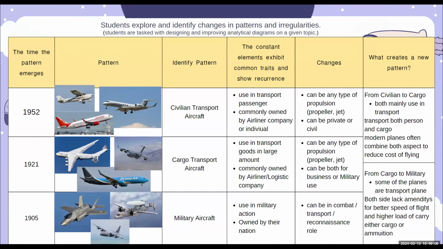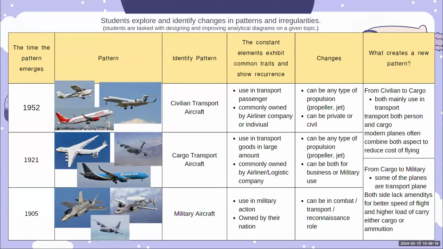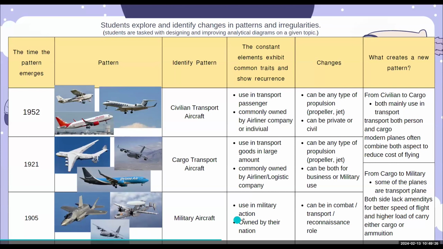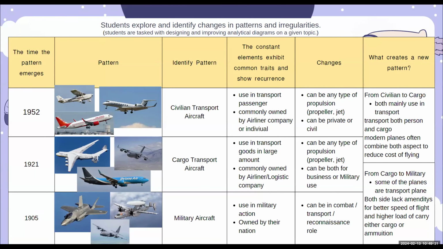Cargo planes can be both propulsion and jet also, but they are more corporation owned. They are not individually owned because of their massive size. And military aircraft are most definitely not individually owned. They are mostly for protecting a nation and its sovereign space, to deter enemies from entering or traveling.